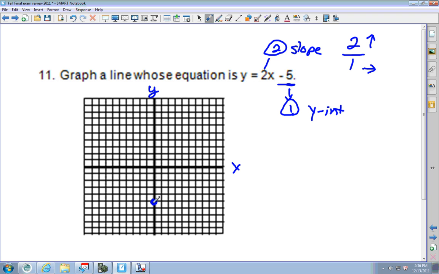So I'm going to start at the y-intercept. I go up 2, to the right 1, and put a dot. Up 2, to the right 1, and put a dot. I repeat this a few more times.